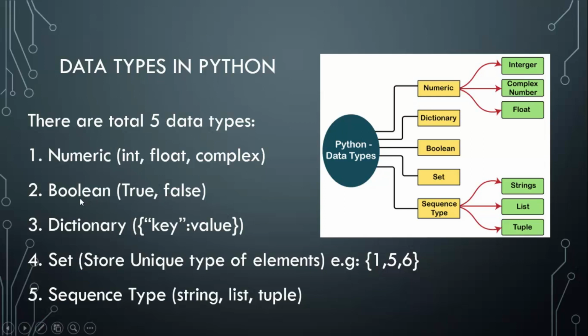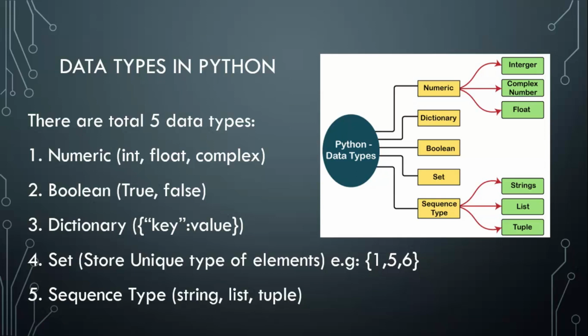And second one is boolean, which can be either true or false. And third one is dictionary. Dictionary object contains keys and values separated by colon. Fourth data type is set. Set is used to store unique elements, meaning elements cannot be repeated. For example, 1, 5, 6. Fifth data type is sequence type, which can be string, list, and tuple.